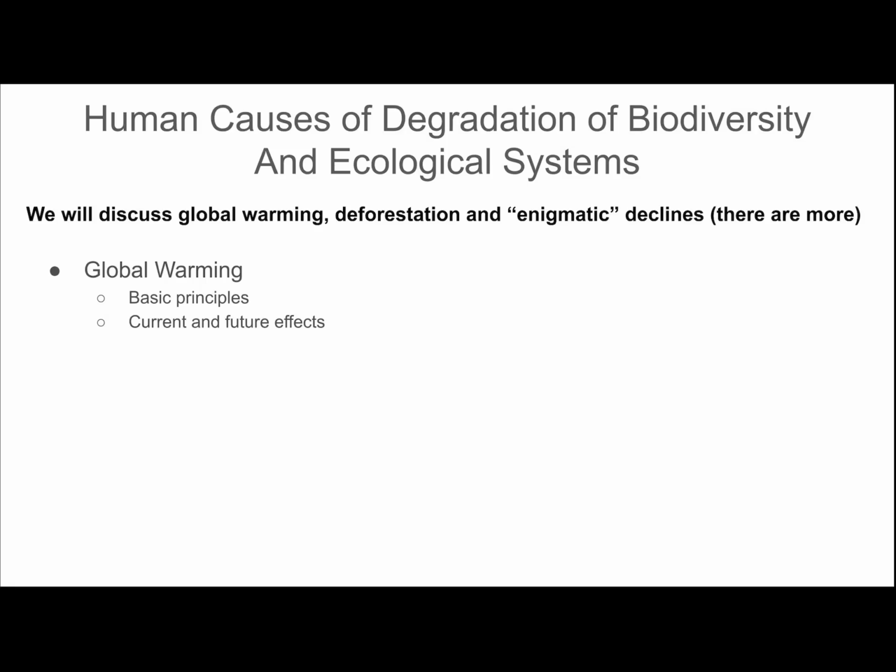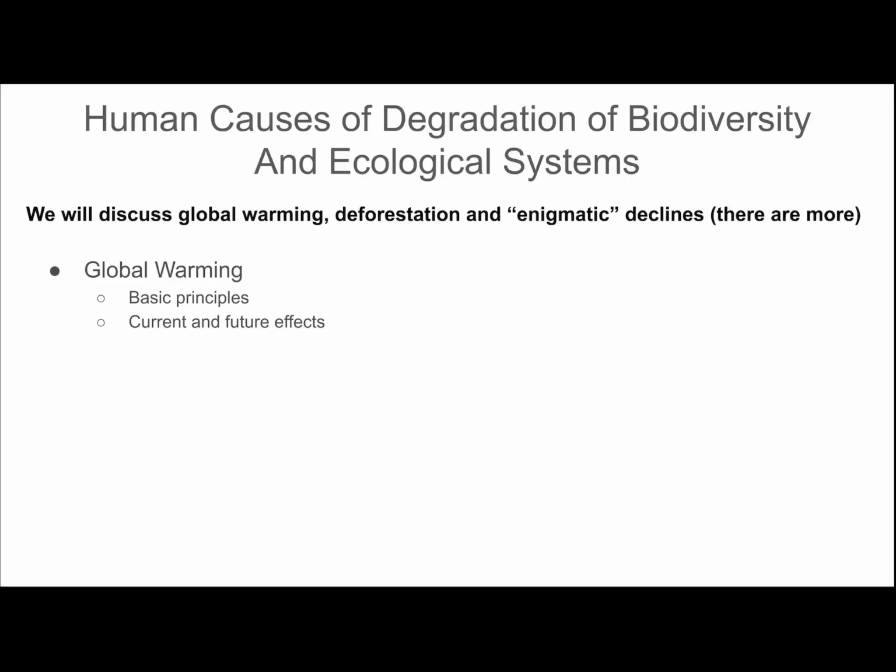The three main kinds of degradation of biodiversity that we'll discuss are global warming, deforestation, and these kinds of "enigmatic" declines. The reason that I have enigmatic in quotes is that enigmatic suggests that these declines are somehow mysterious and we don't know their cause. And what inevitably happens is that in looking at these declines more and more, we find that they're all human caused declines. So, the first thing we'll talk about is global warming.